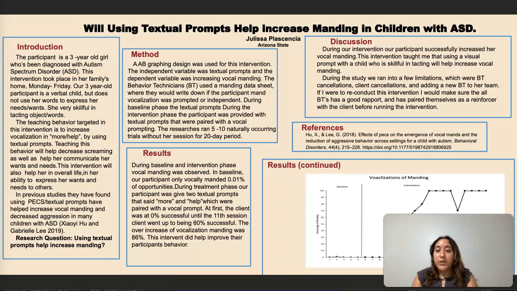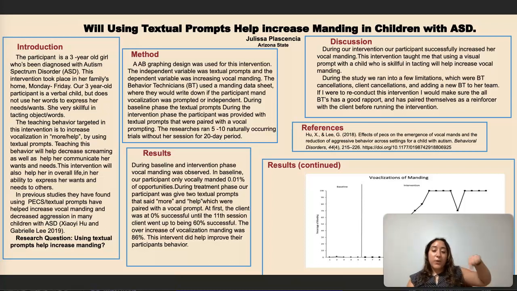So the textual prompts we used were the words more and help, and they were just typed out words, laminated with Velcro attached to them, and we placed them on her working table where she worked during interventions. We only ran this intervention when naturally occurring opportunities arose, and we tried to do 5 to 10 trials during her session. A naturally occurring opportunity, for example, looked like her playing with the shape sorter and struggling to put a shape in the shape sorter.